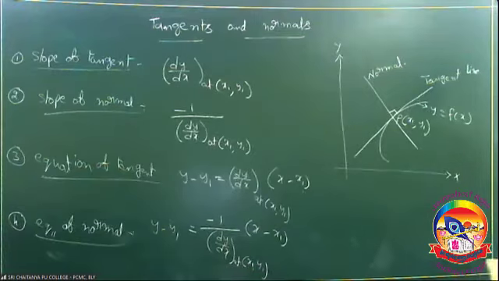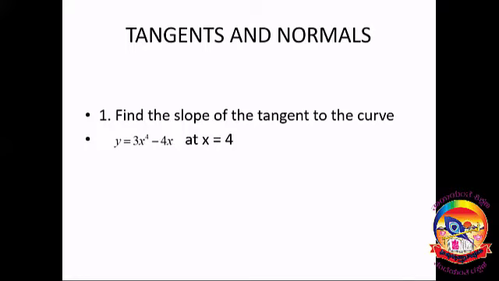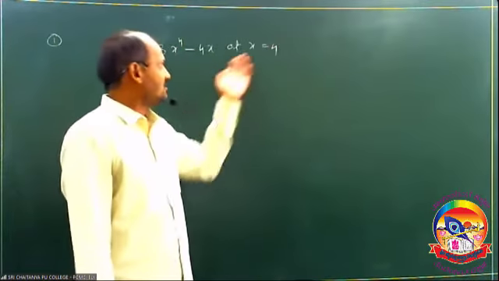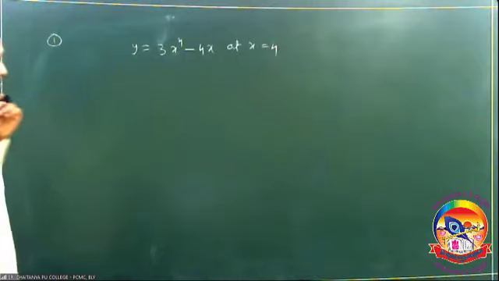Tangents and normals, first question. Find the slope of tangent to the curve y is equal to 3x power 4 minus 4x at x is equal to 4. How to find dy by dx? Then at x equal to 4, we get the value, that is the slope of tangent.